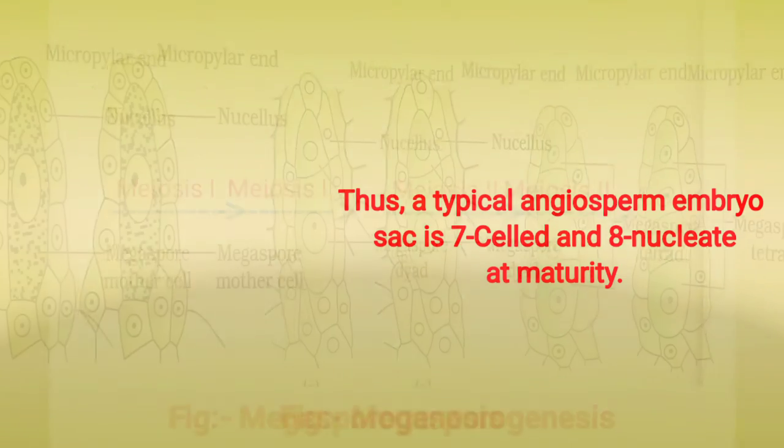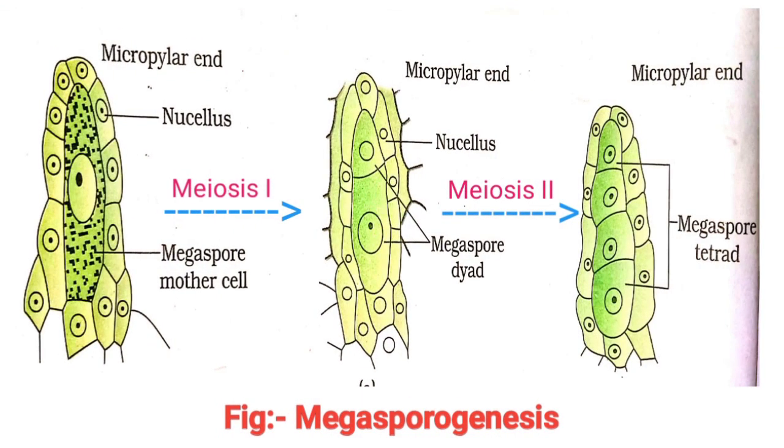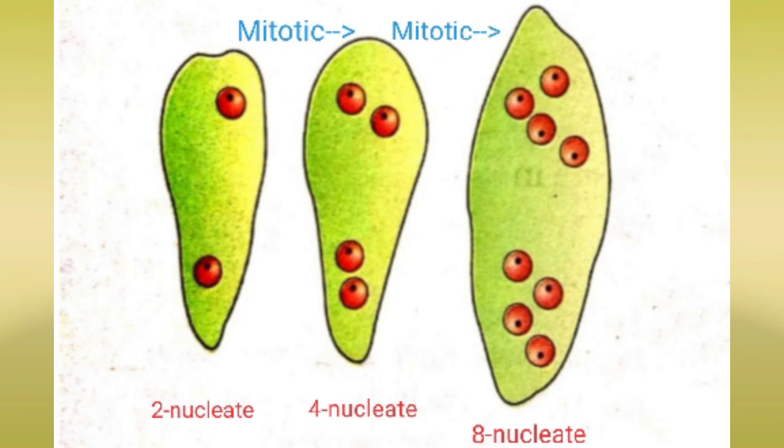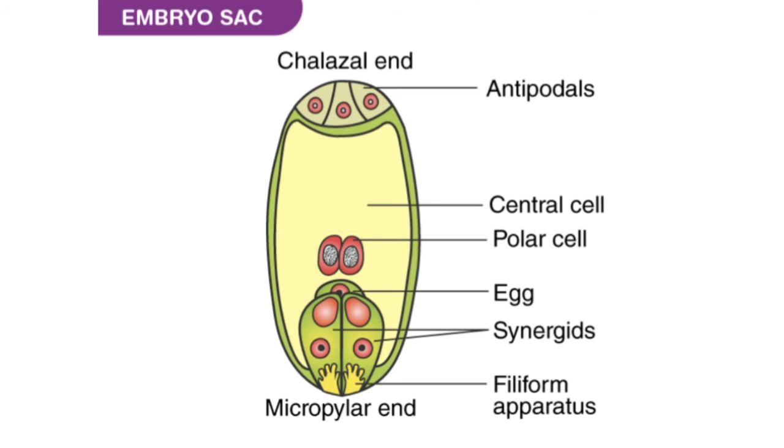With this, we have completed the topic pre-fertilization structure and events, where we have discussed the male gametophyte and female gametophyte in detail.